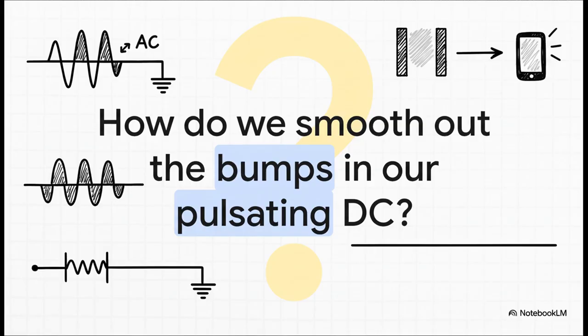So we've made some amazing progress, right? We've gone from a wild wave to a bumpy, one-directional road. But we're not quite there yet. Your phone can't run on bumpy power. It needs a perfectly smooth, flat line of voltage. So the final question we have to ask is this: how do we get rid of those bumps and finally create that pure, clean power our gadgets need?